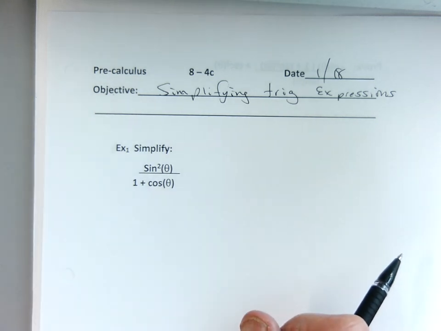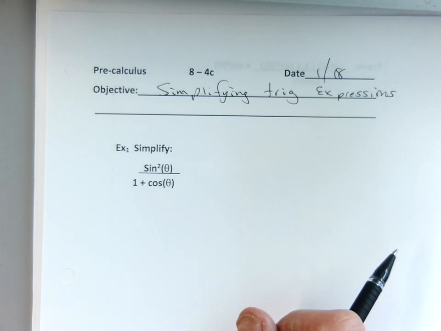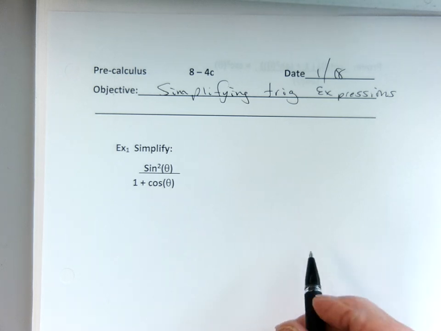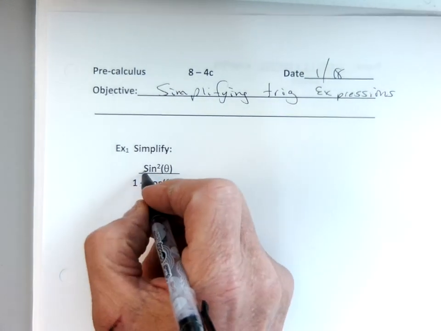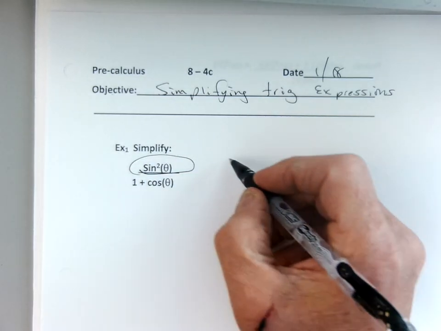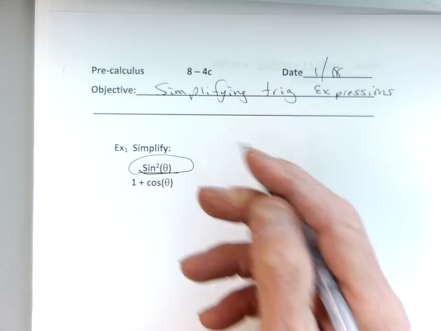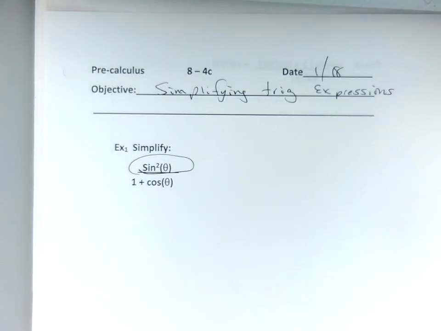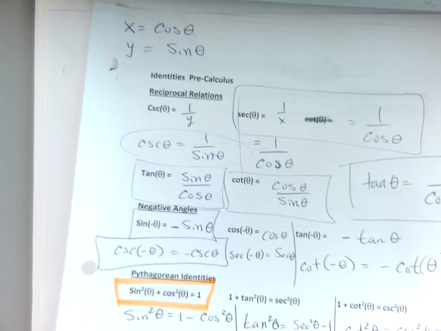So it looks already simplified, doesn't it? It really doesn't look like there's much you can do. But I'm going to do a trick to this. I'm actually going to make it look worse, but then it's going to look better. I'm going to rewrite sine squared of theta. So if I look at my identities, this one's got a trick. That's why I want to do this one.